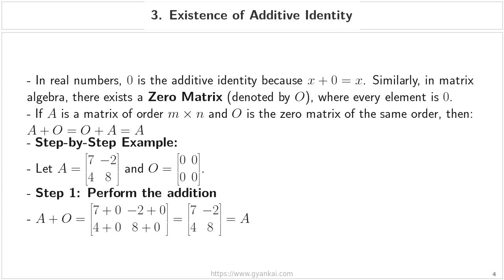Now that we have discussed the commutative and associative laws, let us move on to the third fundamental property, the existence of the additive identity. Understanding this identity is essential, as it leads us directly into our final property, the additive inverse, which we will explore in the next slide.